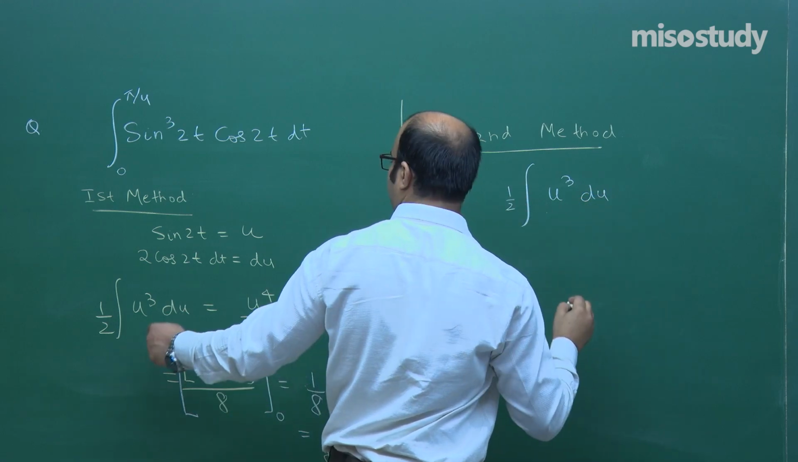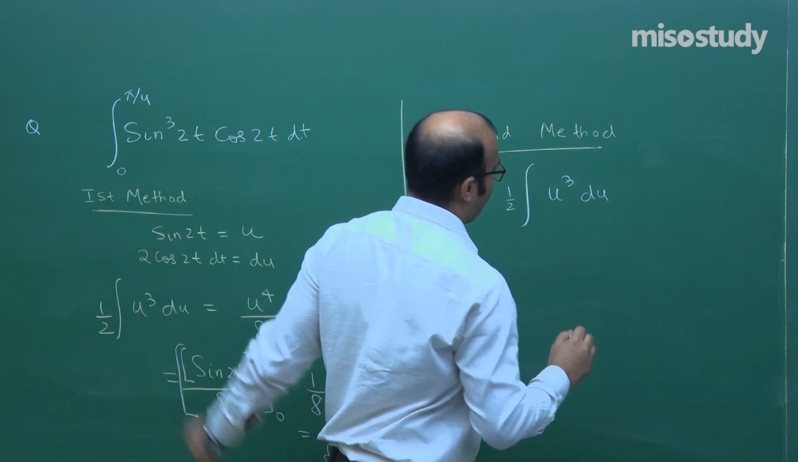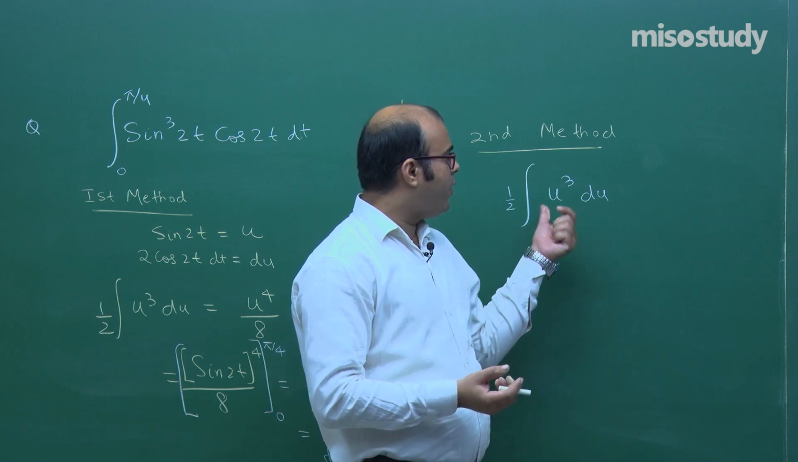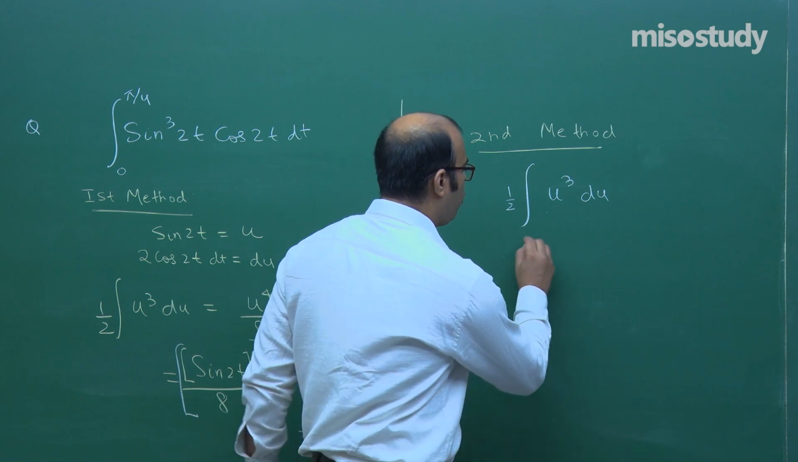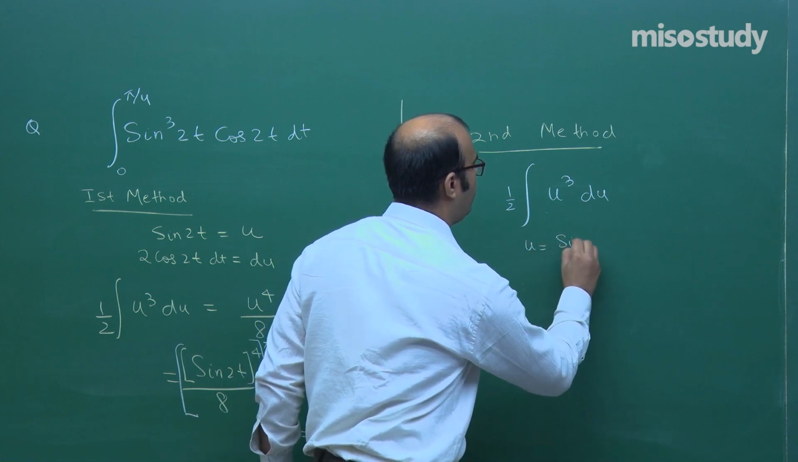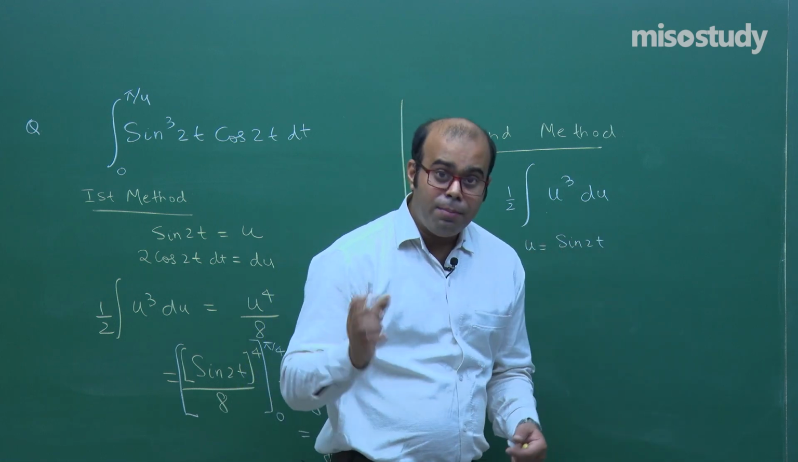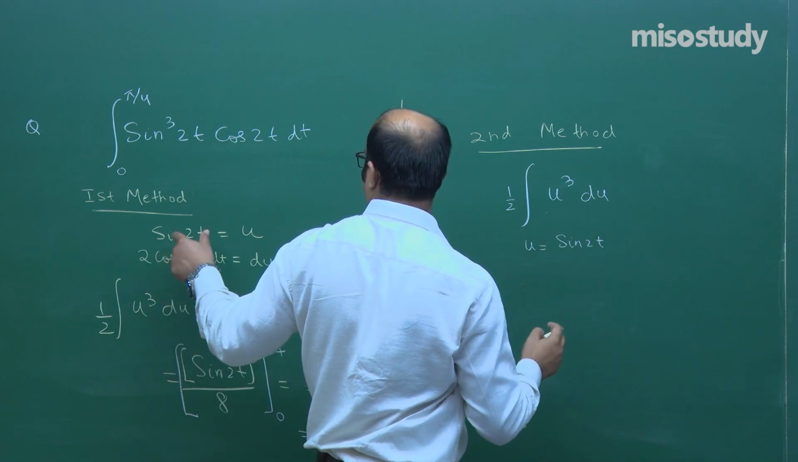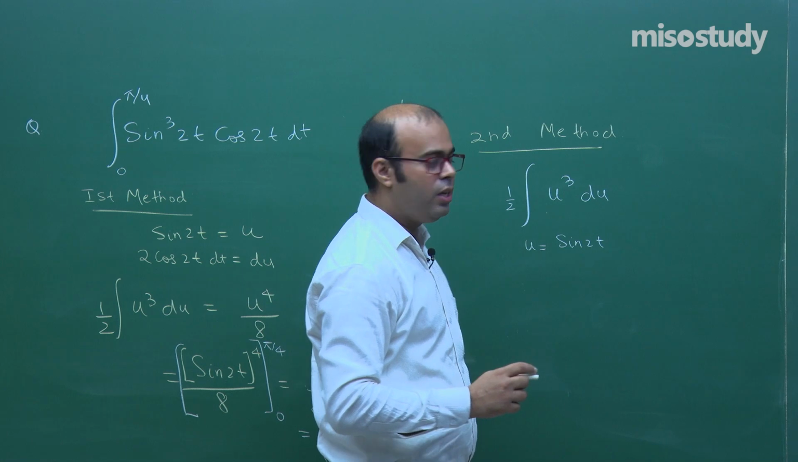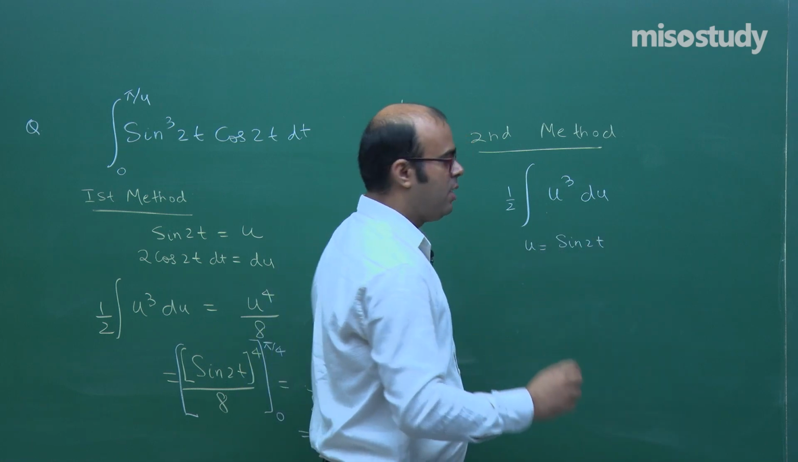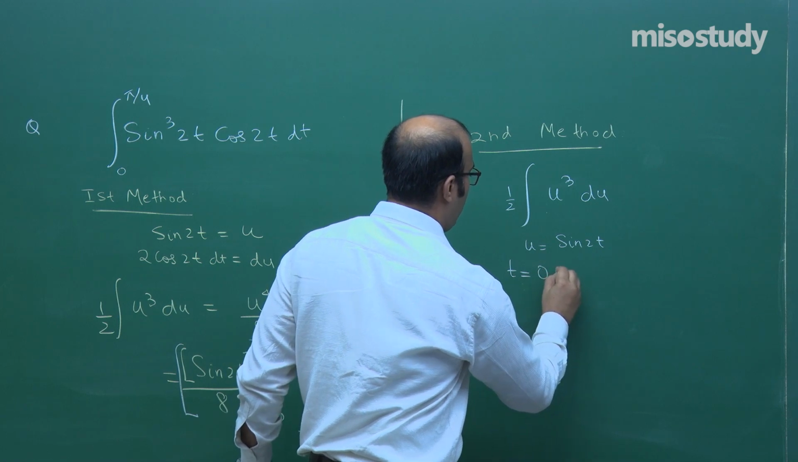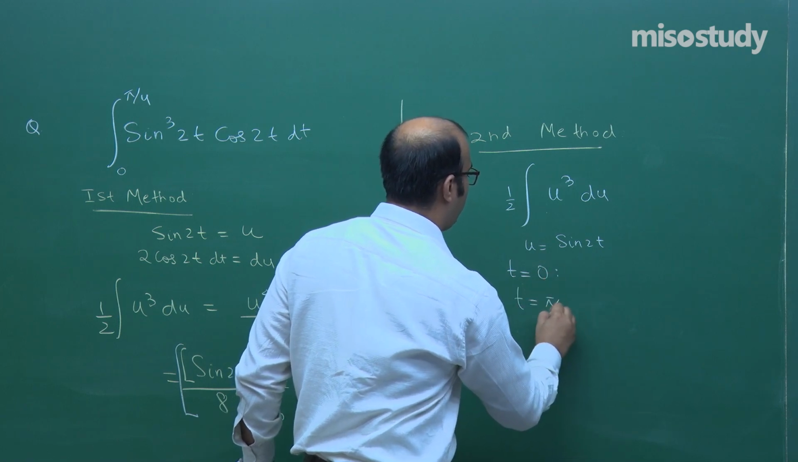Now what will happen to the limits? The limit is 0 to π/4, right? Now we have to change that limit according to our new variable. So we know u is equal to sin 2t, and with this substitution u is equal to sin 2t, we had this variable t, and t was earlier lower limit 0 and upper limit π/4.